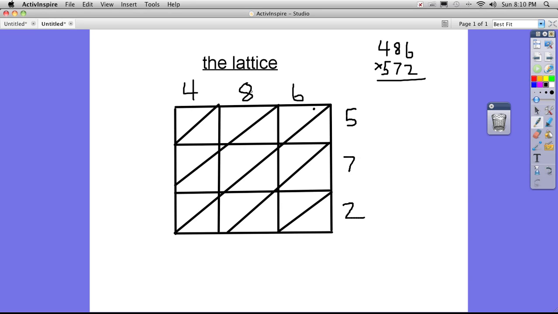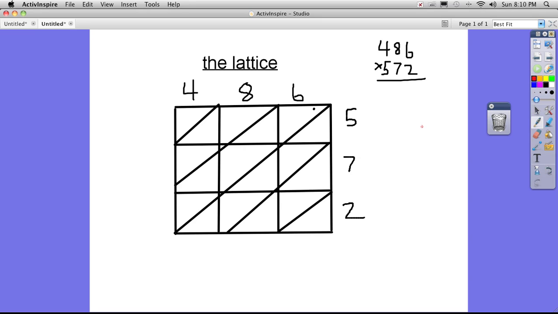Now, could I have written 572 at the top and 486 on the right? Absolutely. It does matter where you write them, in my experience anyway, but you can write any number on the top and any number on the right, just so long as your lattice is a 3 by 3 lattice, has a total of 9 squares, that your diagonals go from upper right to bottom left, and that you have numbers at the top and then numbers on the right. Okay? So 486 is on the top, 572 on the right. Now, let's start filling in our lattice.